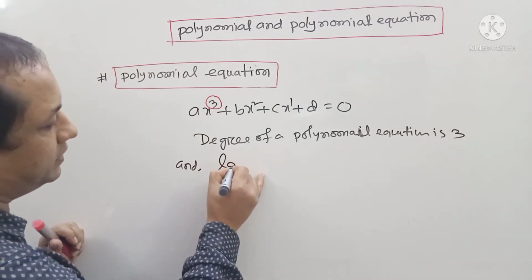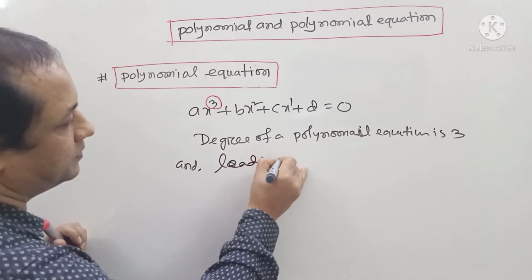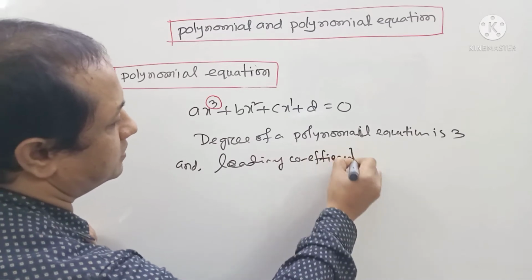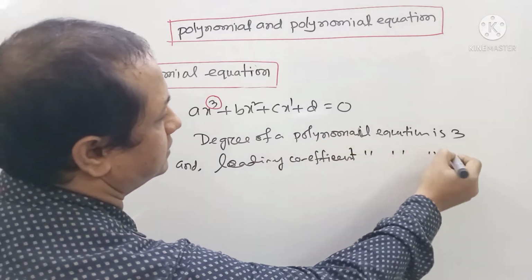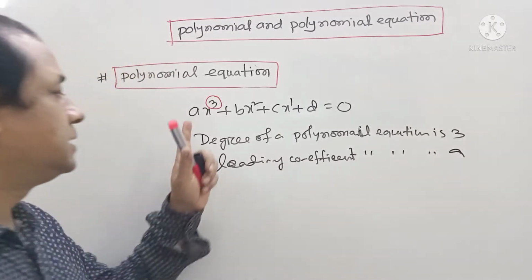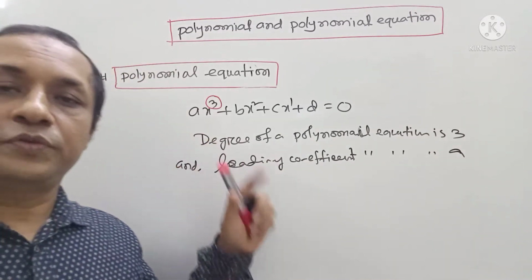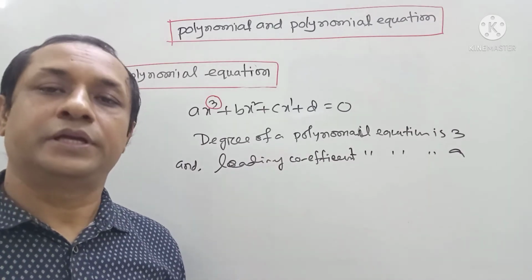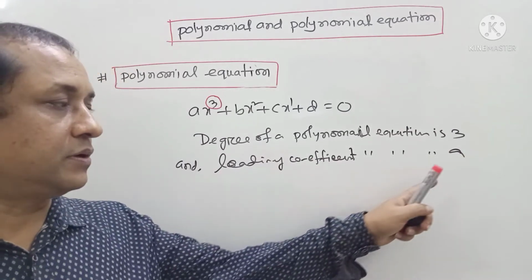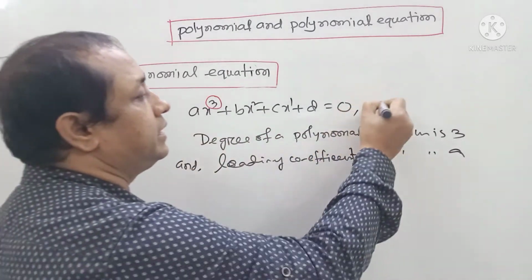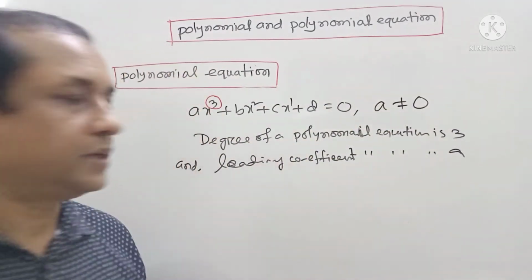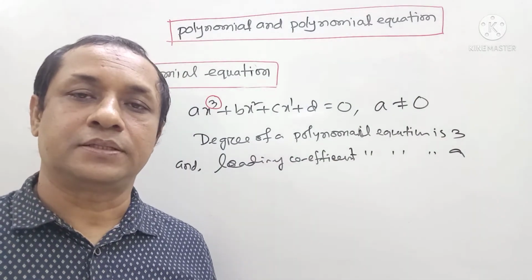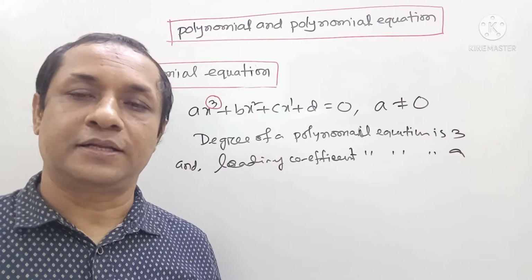And the leading coefficient of the polynomial equation is a, because the coefficient of the highest power of the variable is the leading coefficient of the equation. So the leading coefficient of the equation is a. Here a is not equal to 0. I hope you are clear, students.